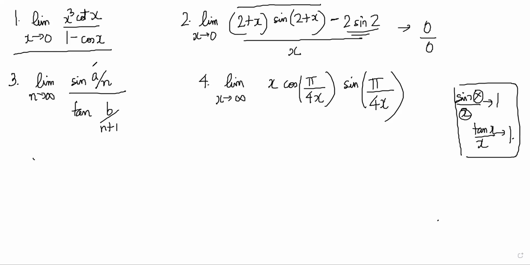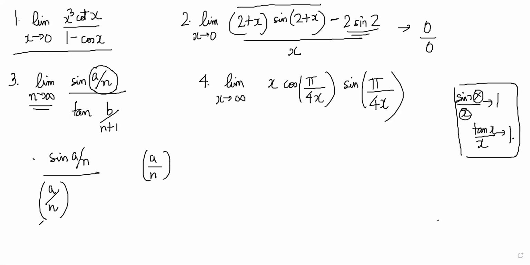So here a by n, even if n is tending to infinity, is tending to 0. And b by n plus 1 is also tending to 0. This is very simple. You just have to make the correct angle in the denominator also. If I have to make a by n in the denominator, I'll have to multiply by a by n in the numerator also.